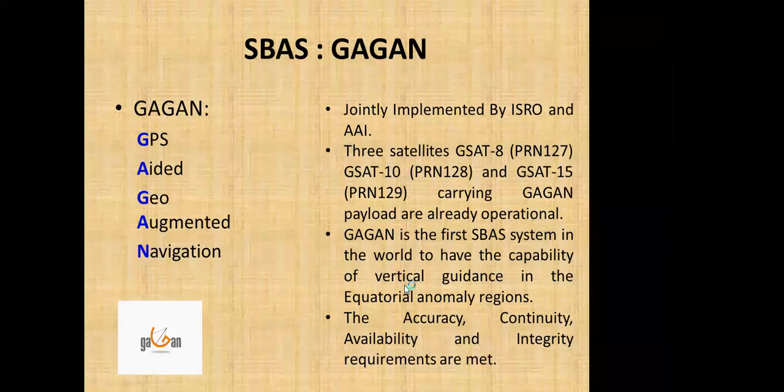So this is the first navigation system, the SBAS system, which is working in the equatorial anomaly region. It provides ionospheric error corrections to the user. So it uses a certain grid-based model which we have adopted for IRNSS also. Okay, next.